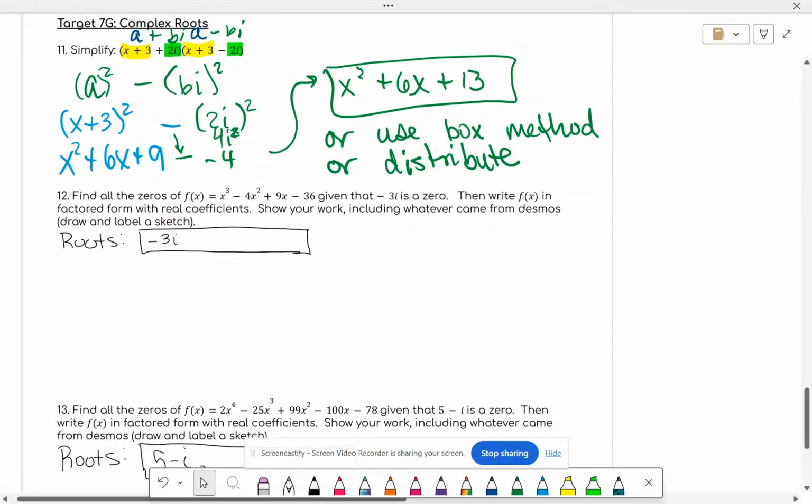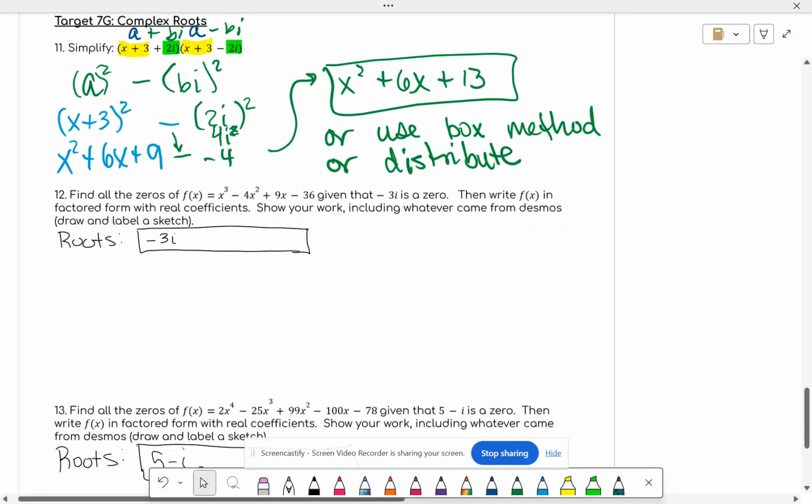Okay, so when you are given a problem like number 12 and number 13, it will say write all the roots and then write the polynomial in factored form. So the first part is finding all the zeros or all the roots, and the second part is writing the polynomial in factored form with real coefficients. And then it also says from Desmos, show, draw, and label a sketch. So to find the zeros, firstly, I have negative 3i, that means I'm going to have positive 3i.